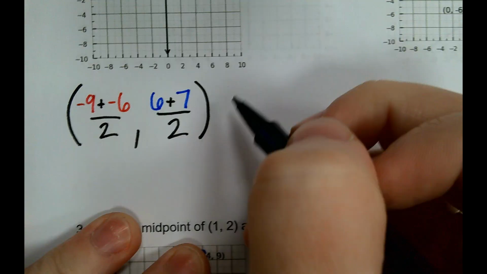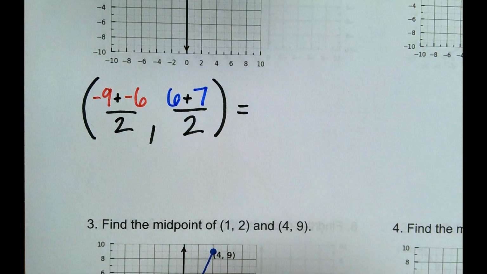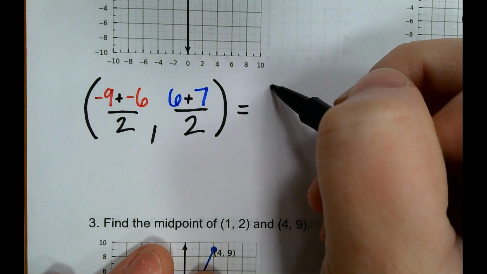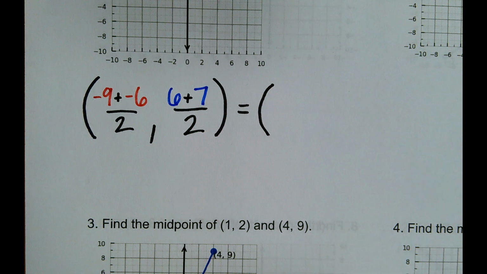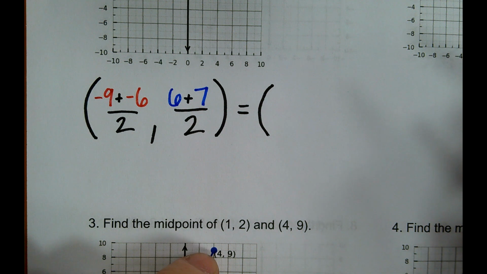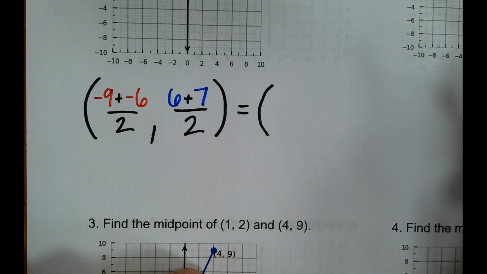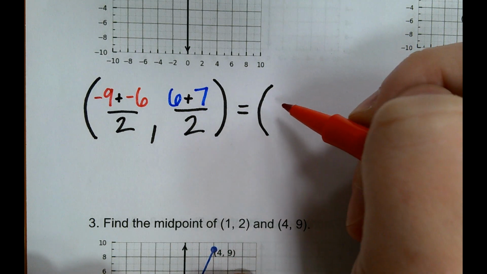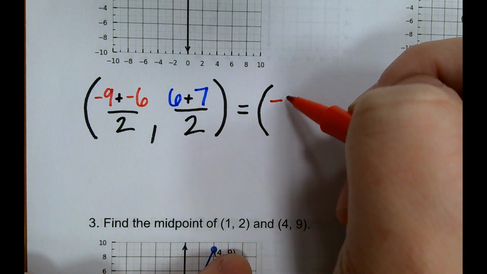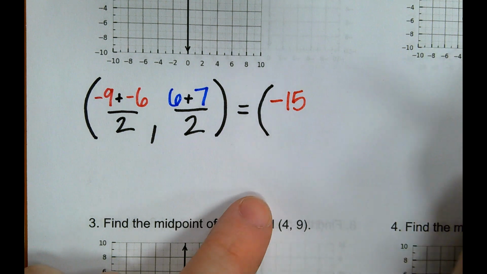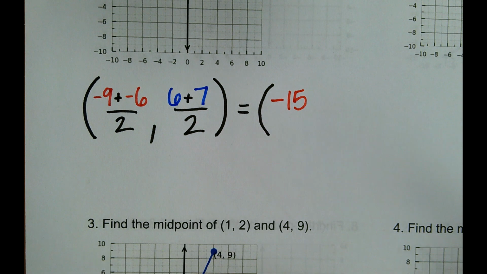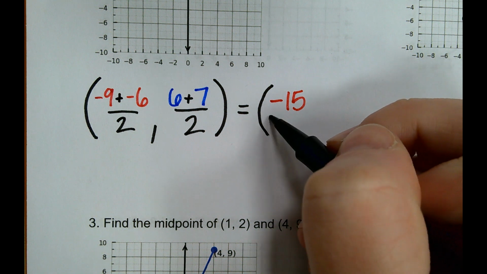Okay, so what is -9 minus 6? Or -9 plus -6? 15. Yes, it is 15. Exactly. -15. And it's still over 2.